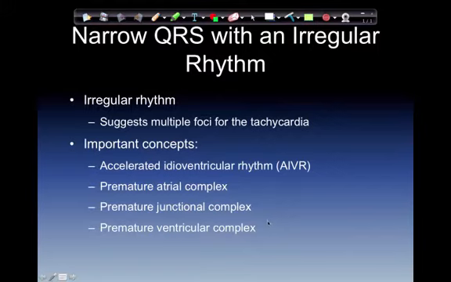Wide QRS, greater than 0.12. Junctional complex: no P wave or inverted. PACs: funny looking P waves. So if you get a PAC, one, the PAC will be out of rhythm, and two, it will be coming from a different location.